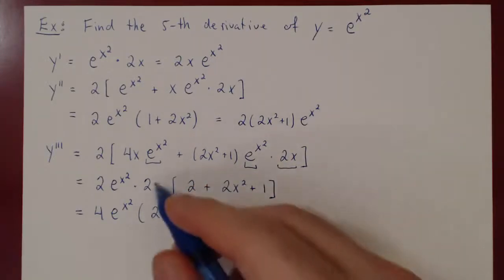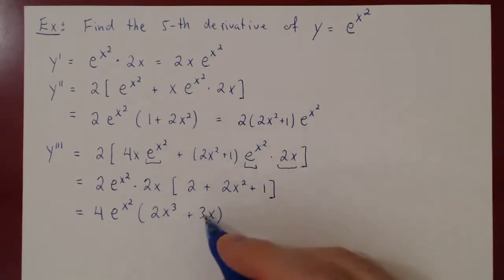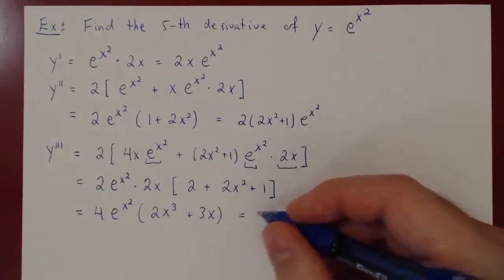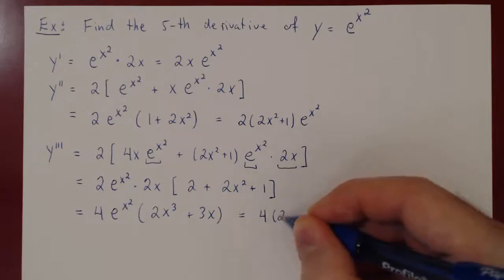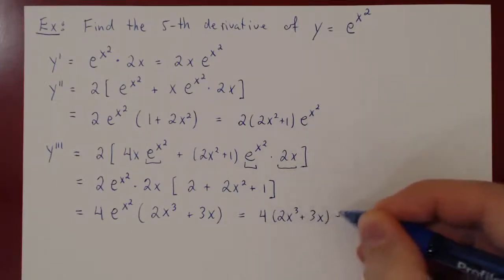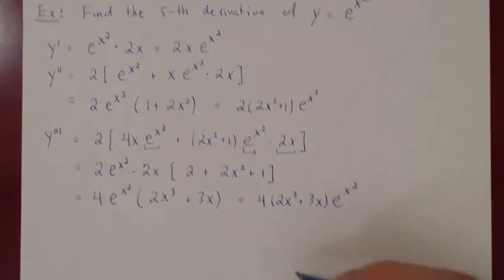2 plus 1 is 3 times x plus 3x. And this is good because it will give us only a single product, which will make the next differentiation a little simpler. So we have then 4 times 2x cubed plus 3x times e to the x squared. Let us now find the fourth derivative.